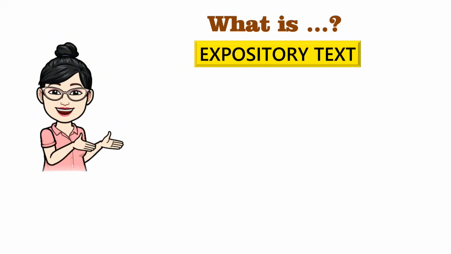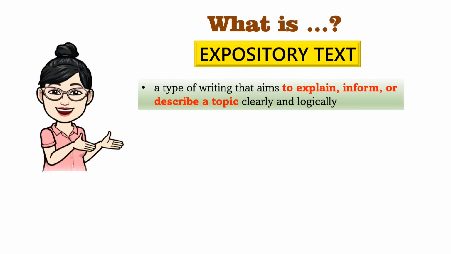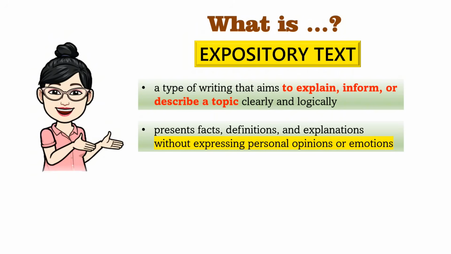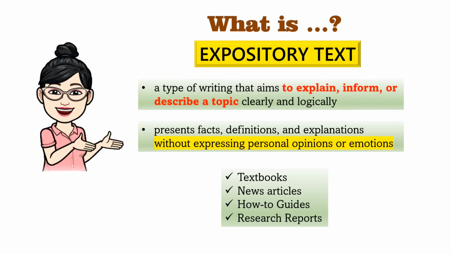Before we proceed, let's have some sort of review about expository text and its types. An expository text is a type of writing that aims to explain, inform, or describe a topic clearly and logically. It presents facts, definitions, and explanations without expressing personal opinions or emotions. Common examples include textbooks, news articles, how-to guides, and research reports.